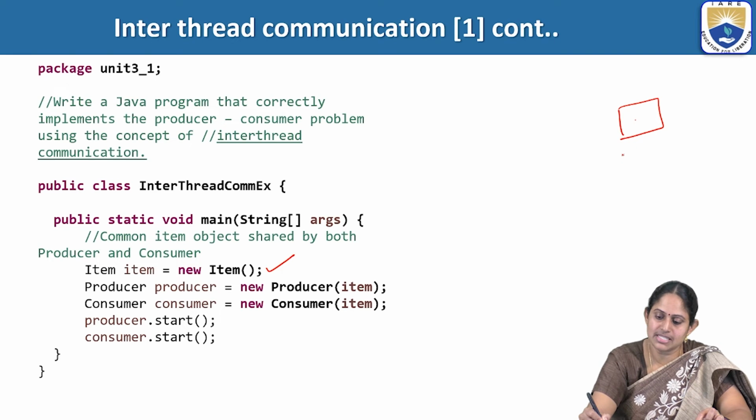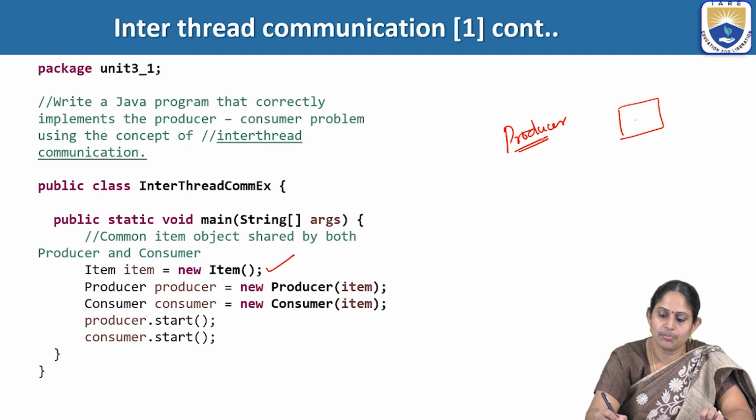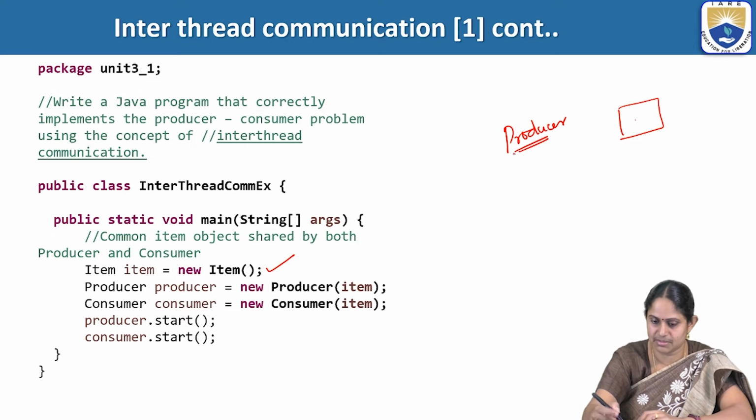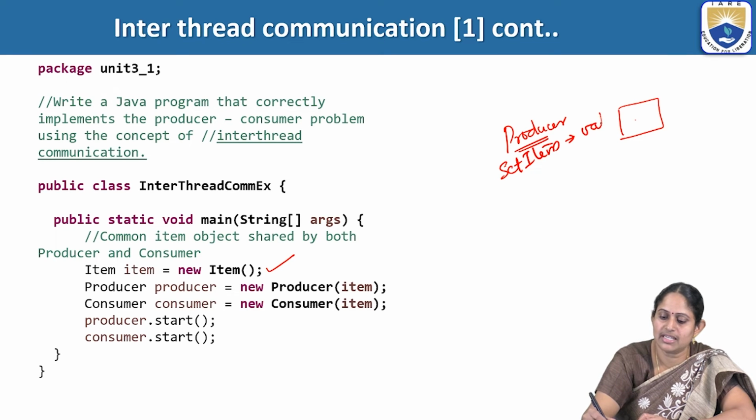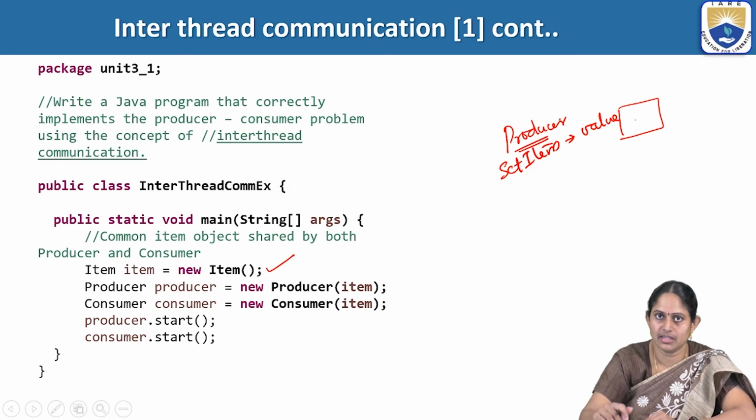So what happens in this is, let's say, what will the producer do? The producer will make use of the put item method, or the set item method, and it will store the data into the value. Before storing the item, it has to see whether the buffer is full or not. If the buffer is full, it will wait. And if the buffer is empty, it will store the value.